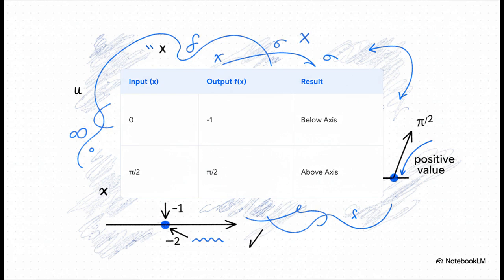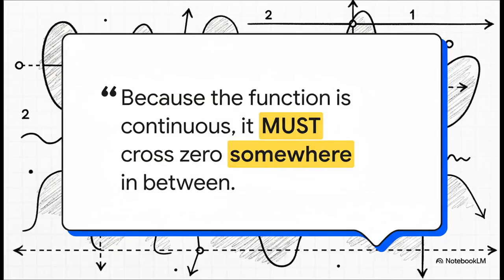Then, let's check our end point at x equals pi over 2. Here, the value is positive. We're now above sea level. And that's it. That's the whole proof right there. The final verdict. Since we know the function is continuous, and we know it goes from a negative value to a positive value, the intermediate value theorem guarantees that it absolutely must have crossed 0 somewhere in between. We've proven a solution exists without even finding it. That is the real power of continuity.